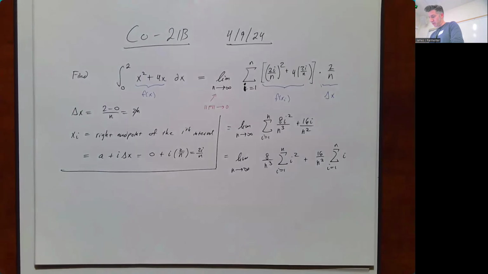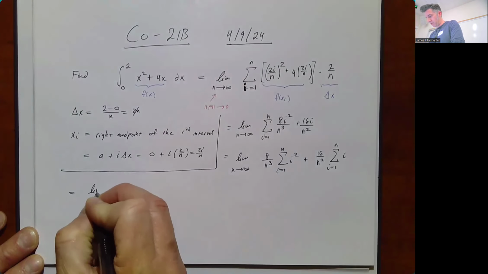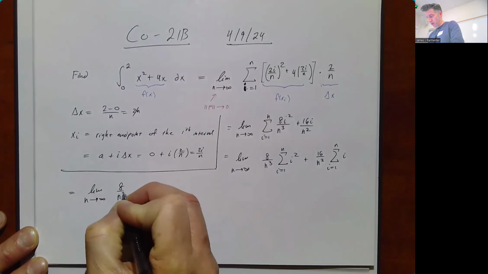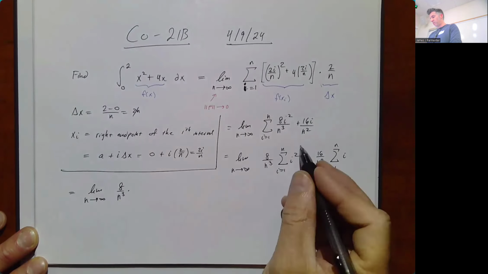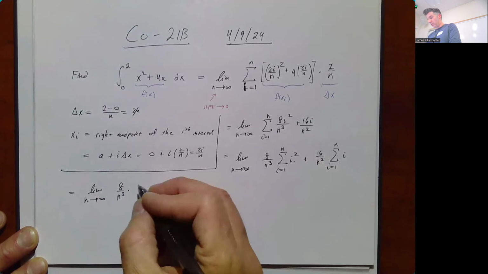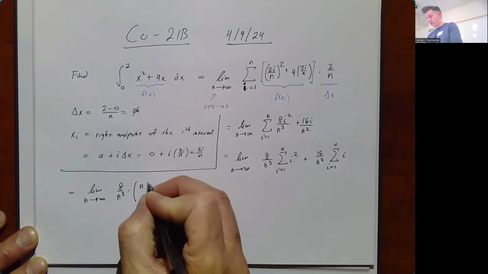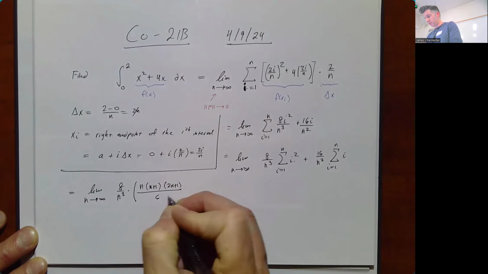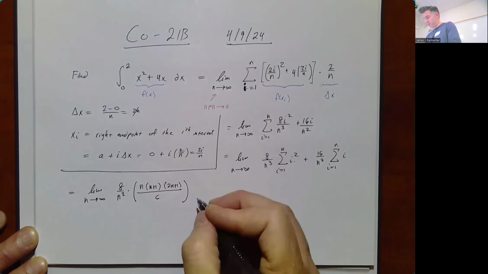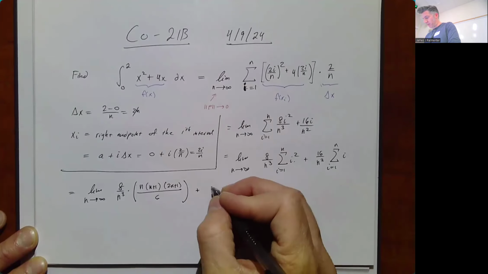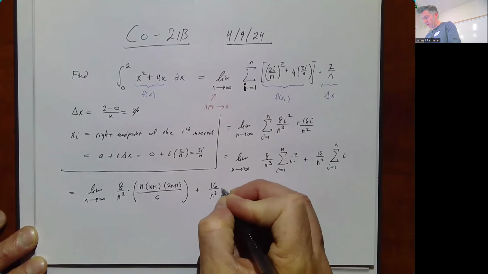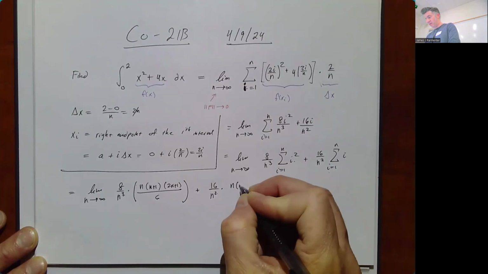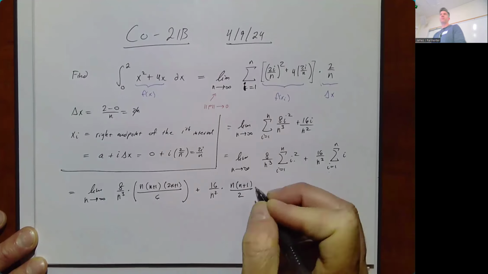In this particular case, we have the limit as n goes to infinity of 8 over n cubed times the sum from i equals 1 to n of i squared, which is n times n plus 1 times 2n plus 1 over 6, plus 16 over n squared times the sum from i equals 1 to n of i, and the formula for that is n times n plus 1 over 2.